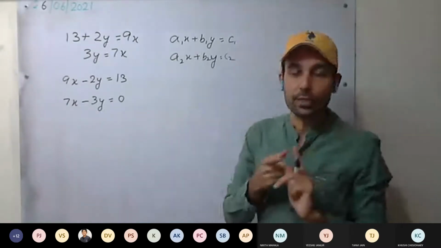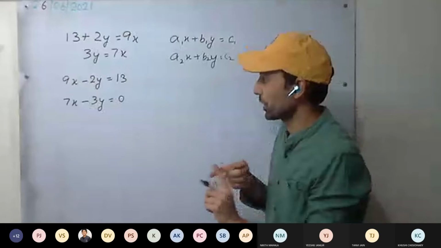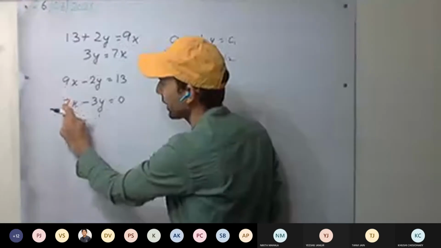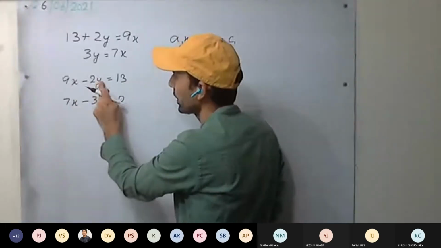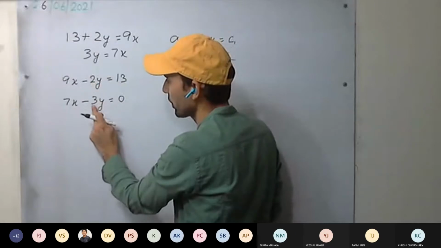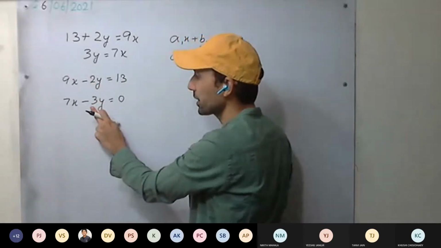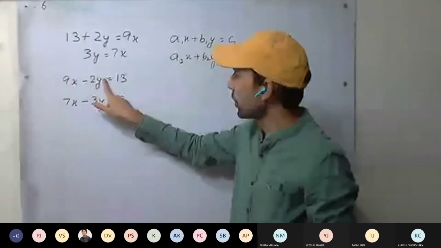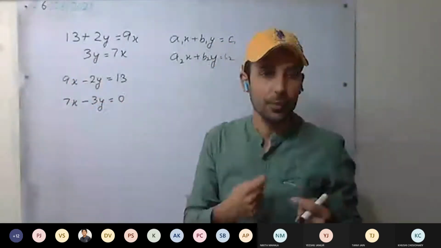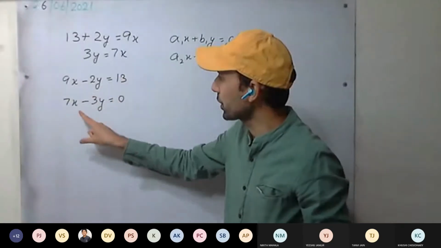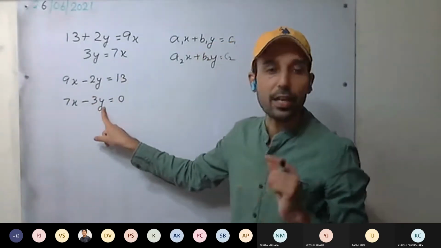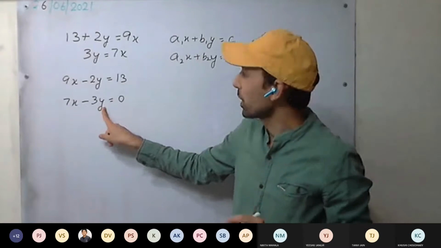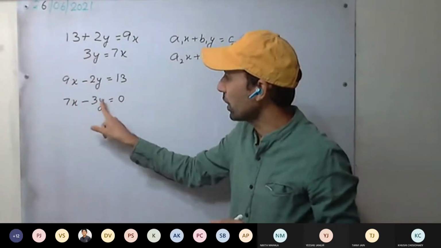Now what you have to do first is compare the coefficients. The coefficient of x here is 9, here it is 7. The y coefficient is minus 2, here the y coefficient is minus 3. So the coefficients are not the same, neither of x nor of y. So our step will be what? We have to cancel either the coefficient of x or of y, and for that we make either of them equal.